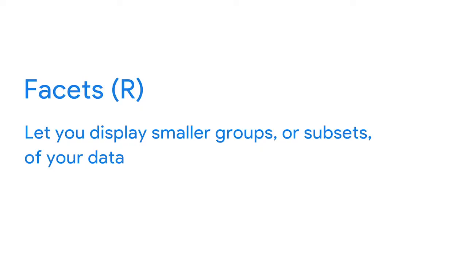Welcome back. In this video, we'll learn how to use the ggplot2 facet functions to display our data in new ways. Facet functions let you display smaller groups or subsets of your data. A facet is a side or section of an object, like the sides of a gemstone. Facets show different sides of your data by placing each subset on its own plot.